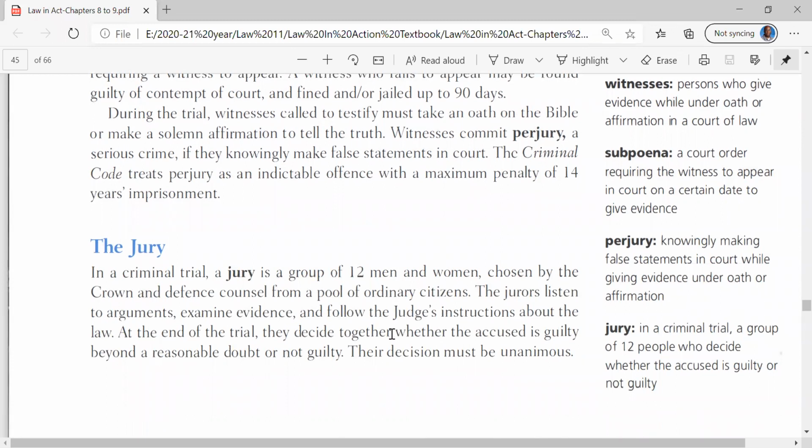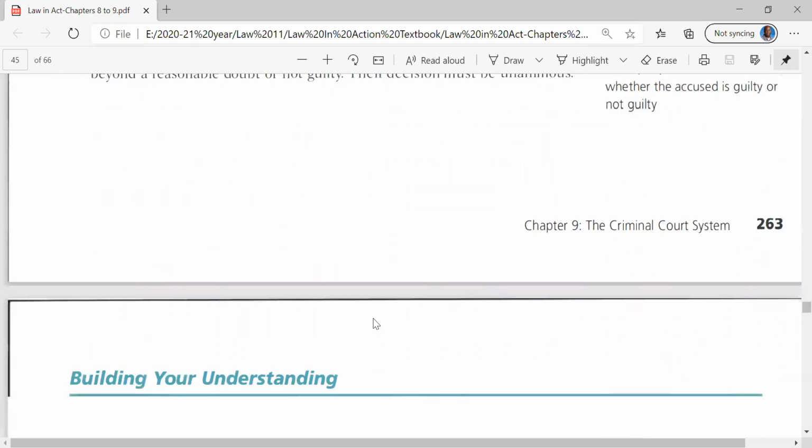Again, I don't know many people who... perjury doesn't really get charged because most people just tell the truth, right? Or if you think it's going to incriminate yourself, you say nothing, right? The jury is 12 people who are supposed to be peers from a community. They can't have expertise in law, so lawyers, police officers, court officers can't be part of a jury. They're meant to make a decision.